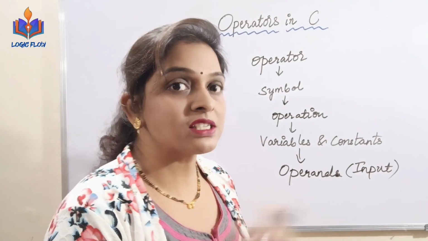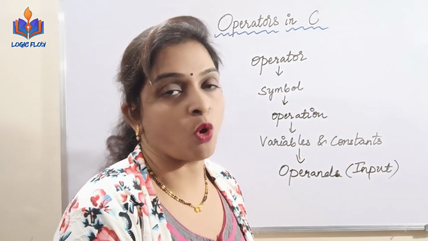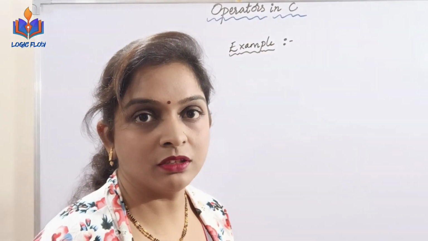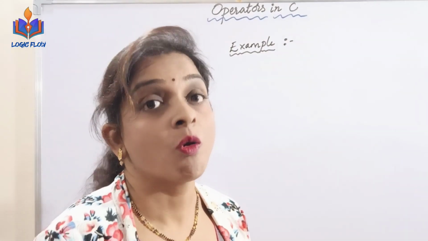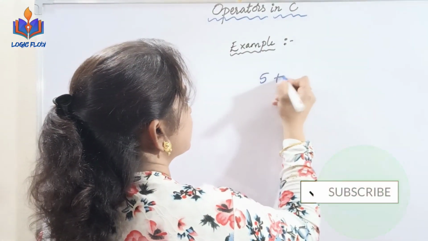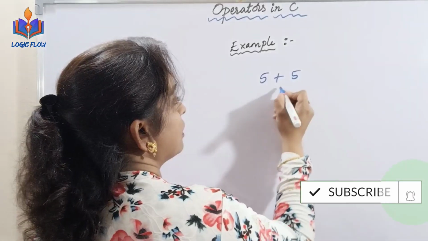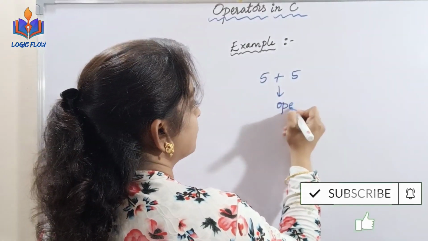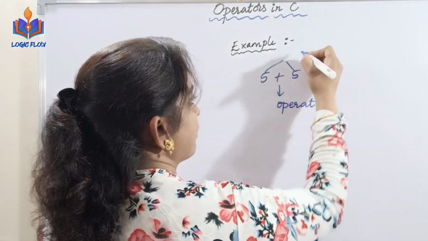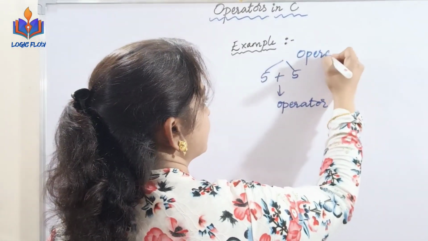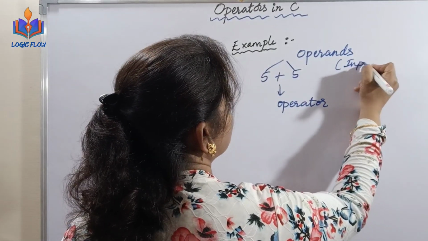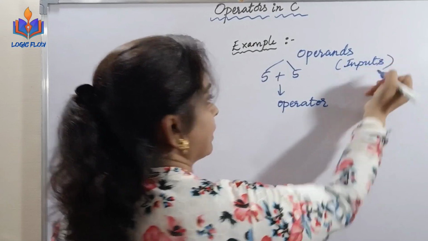Let us discuss operators and operands with a small example. I'll just write 5 plus 5. Here plus is the operator, and the 5 and this 5 are called operands. So operands are nothing but data, the inputs that we are going to provide.